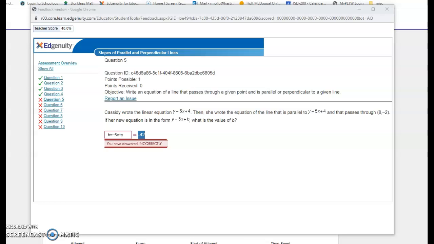Perpendicular means they have the opposite reciprocal. What that means is they have the opposite sign. So if your slope is positive, it's going to change to negative, or if it's negative, it's going to change to positive. And reciprocal means it's going to get flipped around. So if it's something like 2/3, it's going to get flipped to negative 3/2.